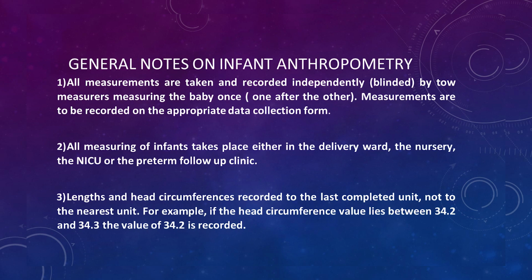For example, if the head circumference value lies between 34.2 and 34.3, the value of 34.2 is recorded. Means for head circumference, if two persons have taken the measurement and the readings are 34.2 from one measuring person and 34.3 from the other measuring person, we take the value 34.2.